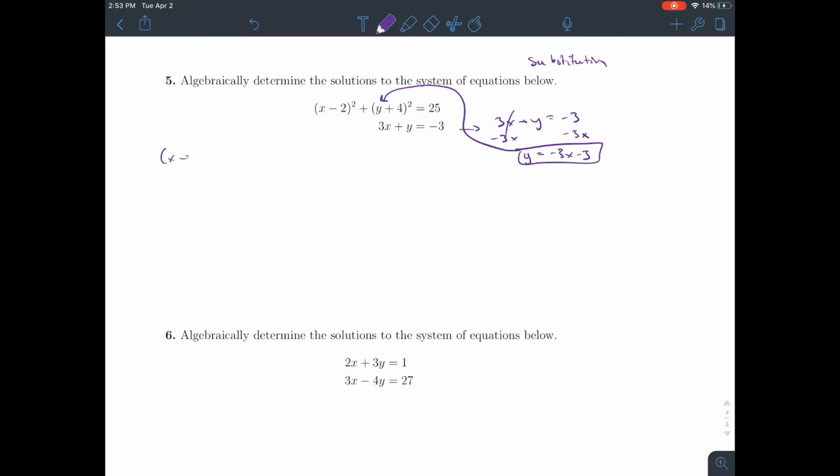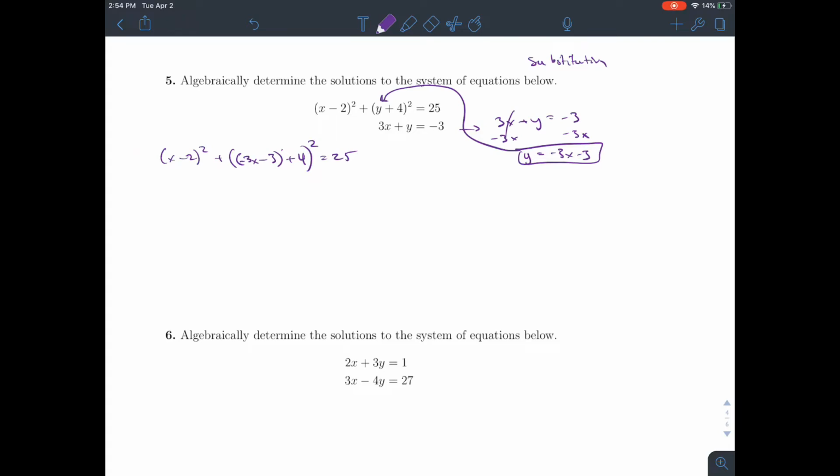That gives us (x minus 2) squared plus (negative 3x minus 3, and not squared yet, plus 4), all squared, equals 25. This is a significantly better equation than either one we started with because it only has one variable, x.